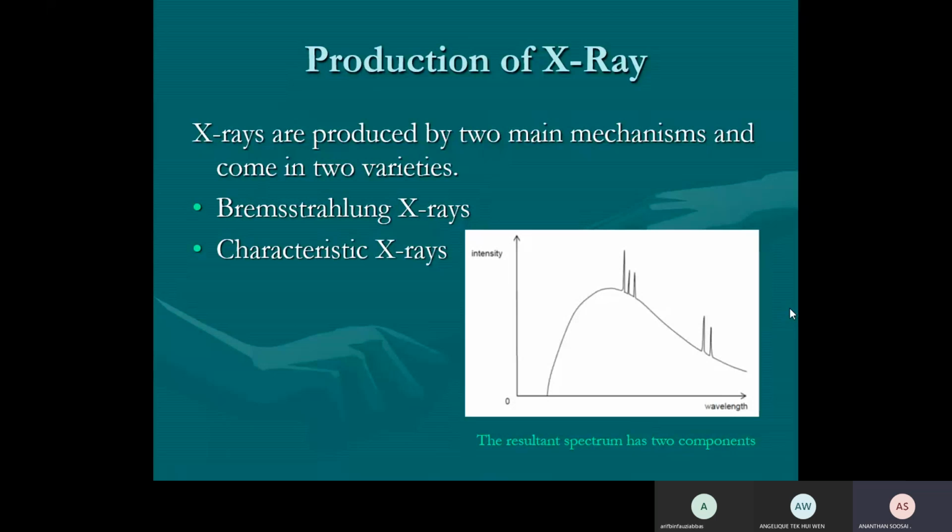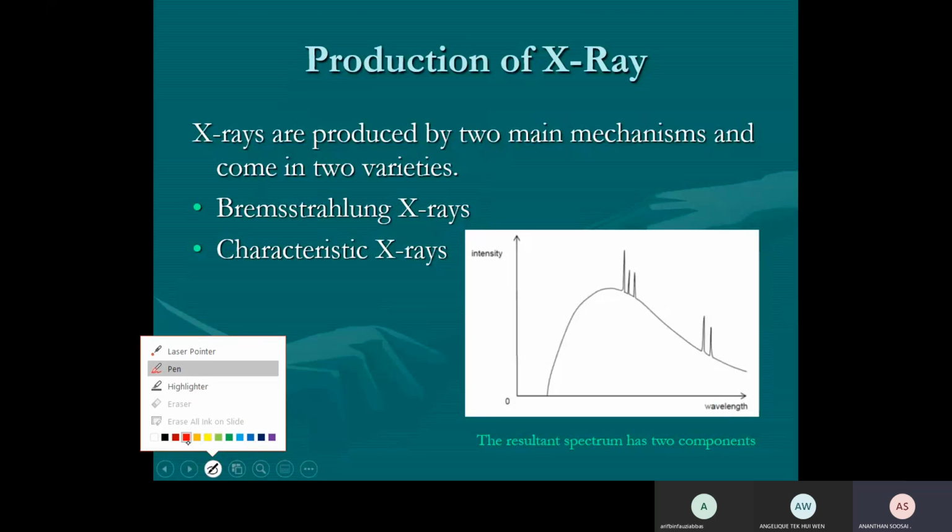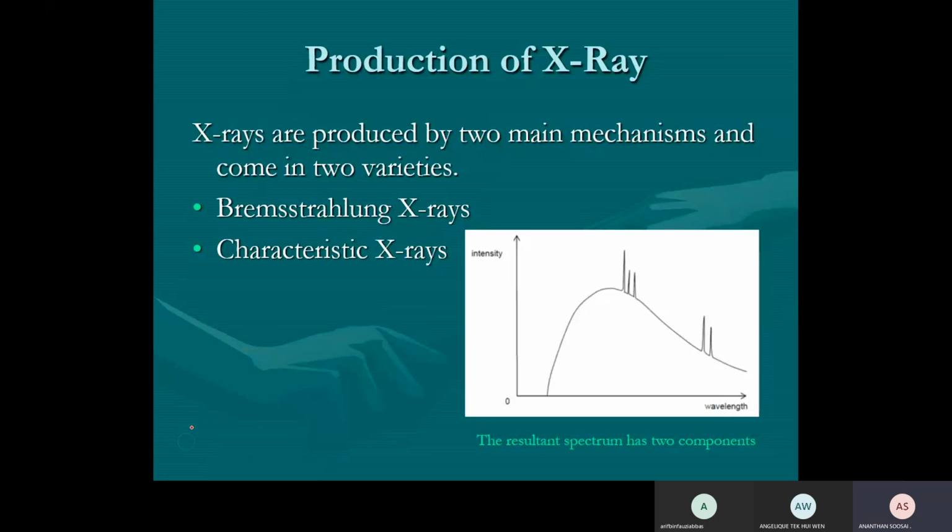Let's say this graph is for 20 kilovolt. How is this graph going to change if the voltage applied is increased to 50 kilovolt? How is the shape going to change? When the voltage is raised, the electron is more energetic. The electron has higher kinetic energy. Last time the electron was quite slow, now it has high kinetic energy.